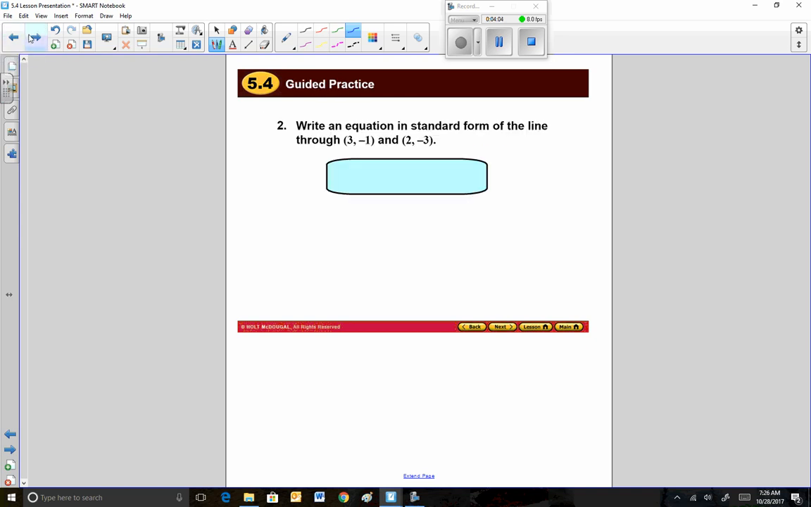All right, let's have you guys try it out. Write an equation in standard form of the line. Remember, you get your slope, put it in point slope, and then change it to standard form.